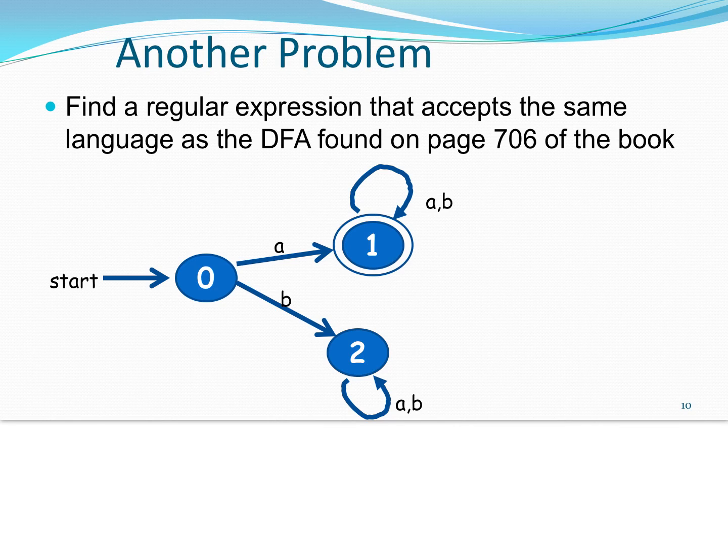So here's a similar problem. This time we're starting with a DFA, and we're trying to find a regular expression that accepts the same language. So here's our DFA. We can tell just by looking at it that the alphabet is going to be just the set A, comma, B, right? And we know that, of course, because each state has an out transition for A, B.